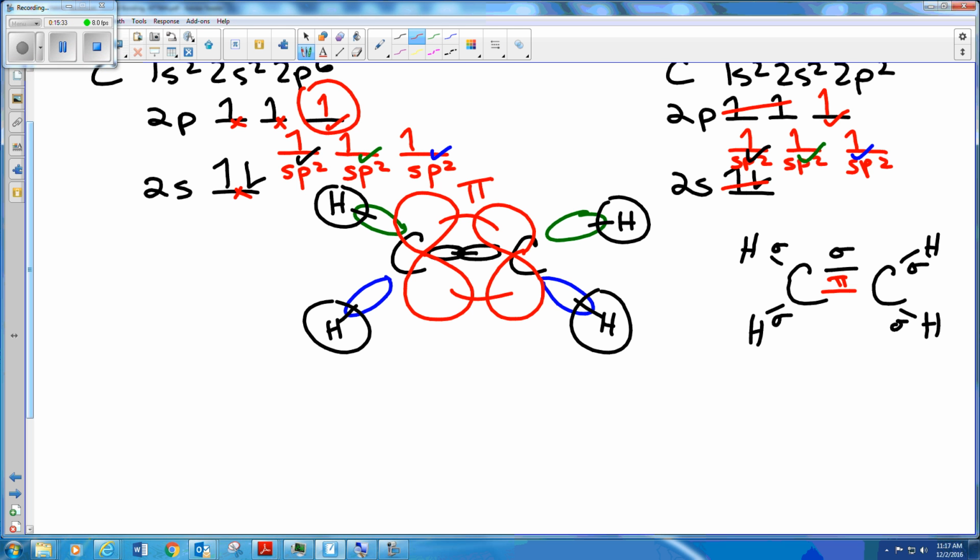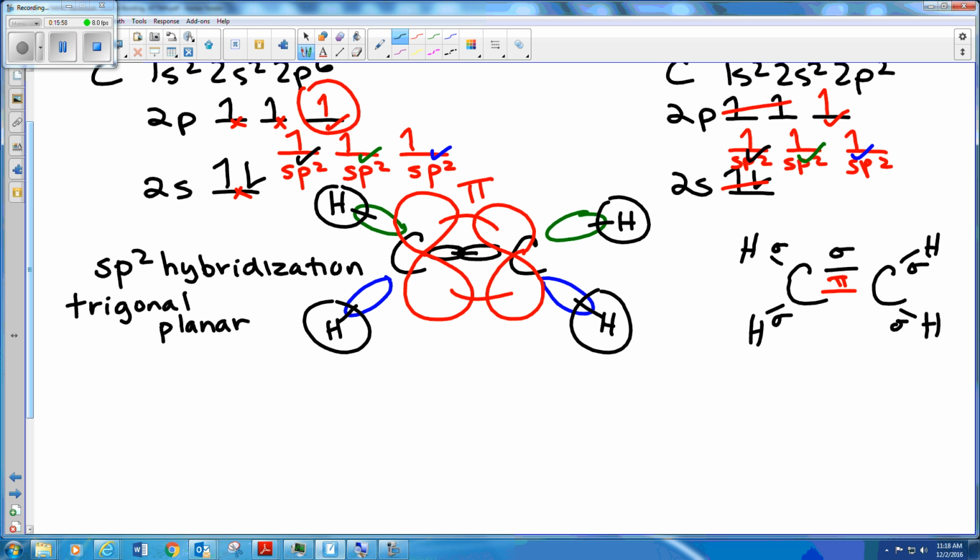Whenever you have sp2 hybridization, it's associated with trigonal planar molecules. In this particular molecule, there are 5 sigma bonds and 1 pi bond. Now we're going to take a look at the last example, which is ethyne.